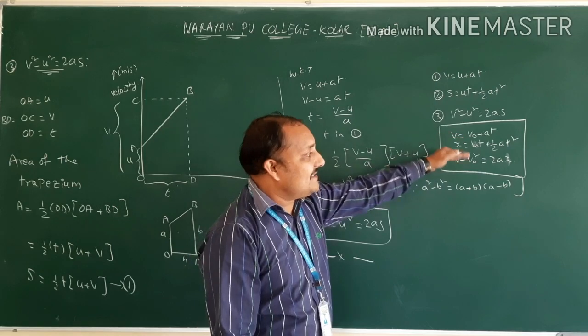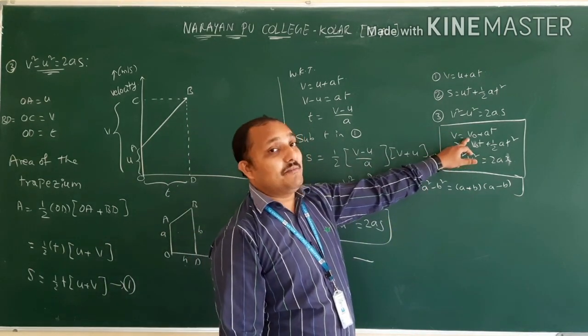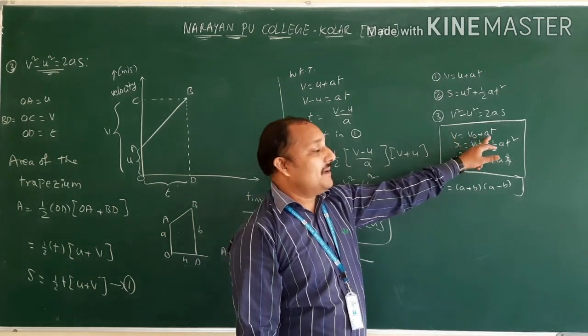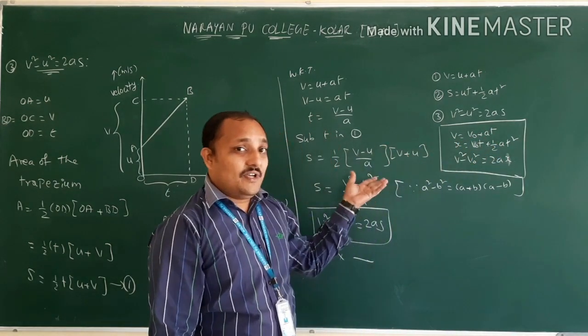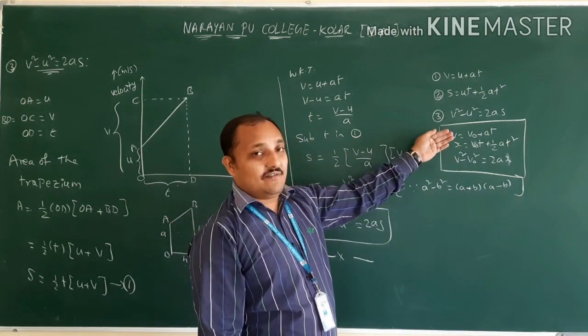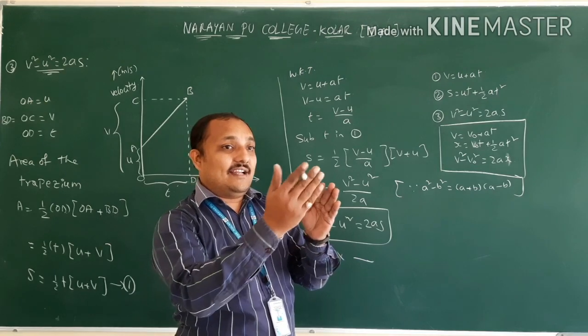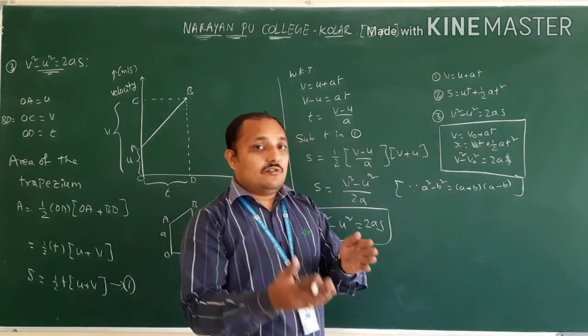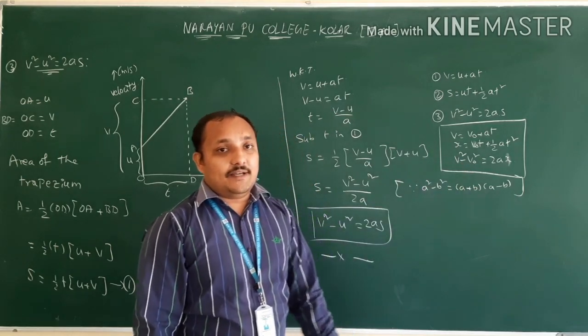Out of these three, they will ask a 5 marks question. Sometimes they will give V is equal to V naught plus AT as a 3 marks question. At that time you can take the graph. If you find the slope, you will get the first equation. If you find the area by dividing into a rectangle and triangle, you will get the second equation. By taking the area of the trapezium, you will get the third equation.